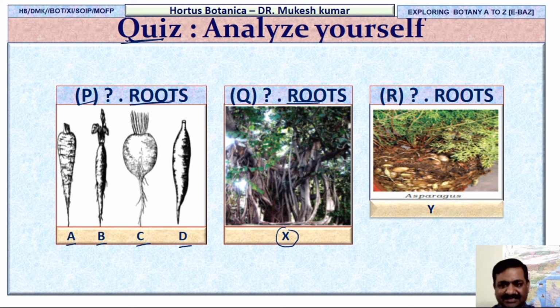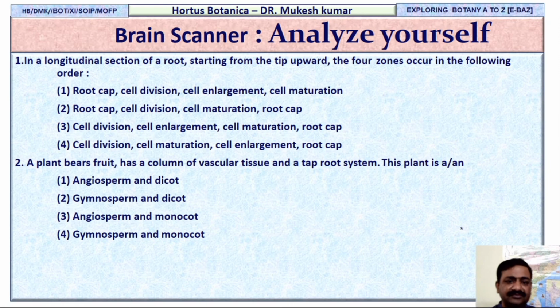Similarly, for R, you have to state what is the nature of the root, either taproot, adventitious root, or fibrous root, and you also have to find out its specific name. What is the name of this structure? This will test your analytical power, and these are two questions for you. Just write down your answers in the comment section, right?